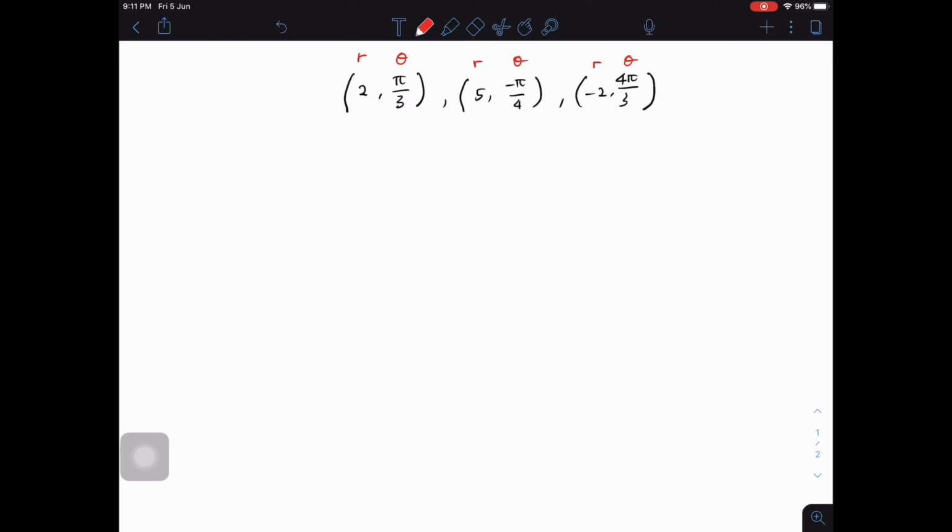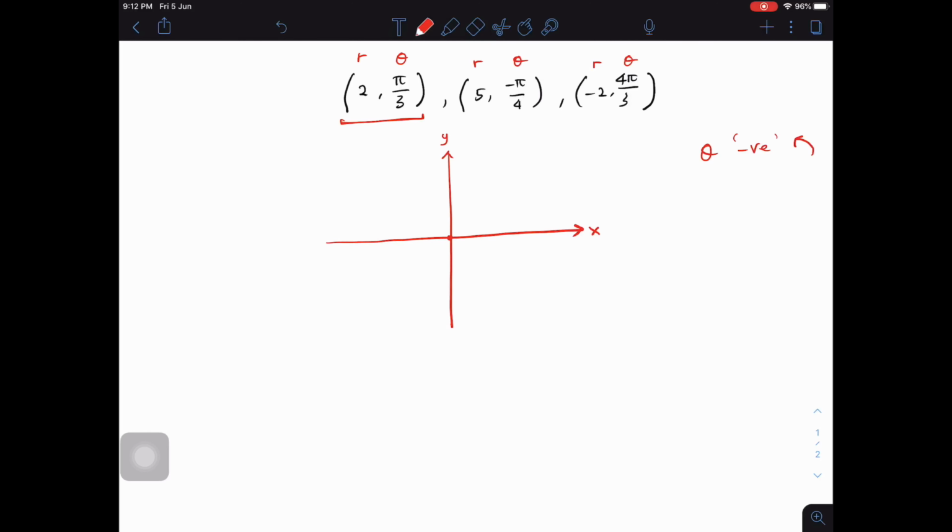Now let's draw our x and y axes. We have the y-axis here and the x-axis here. We want to position our first point, (2, pi over 3). When the value of theta is positive, it means theta is measured counterclockwise. Let's say this is our origin, so this is our polar axis. Our theta will be directed like this, counterclockwise.